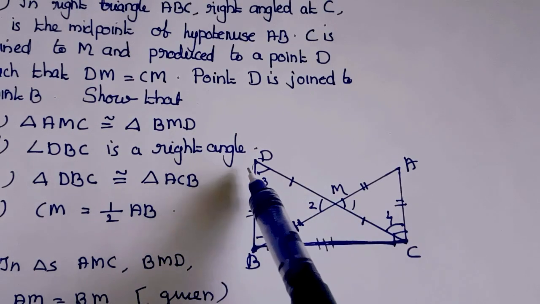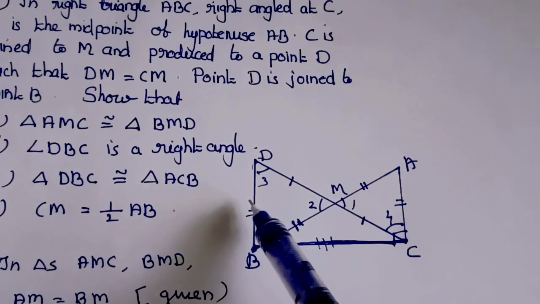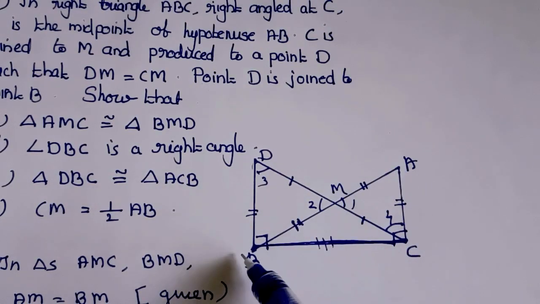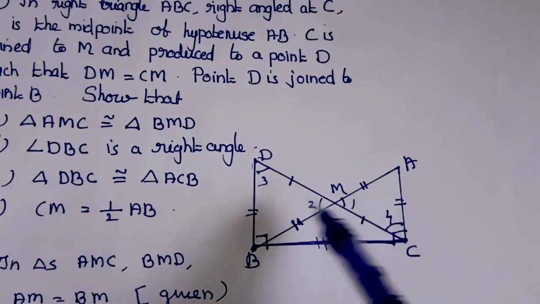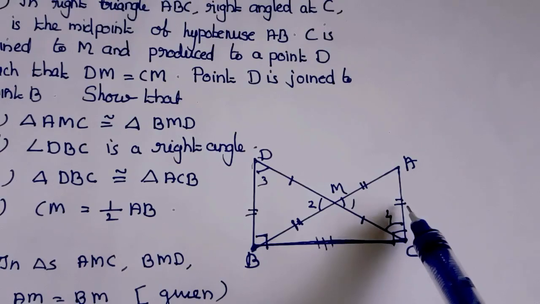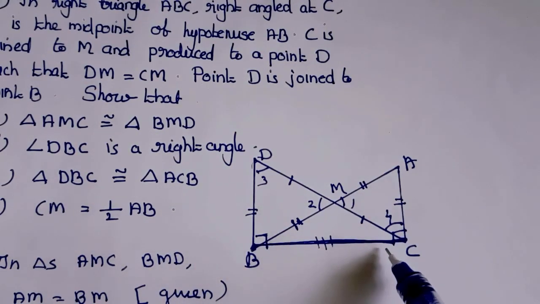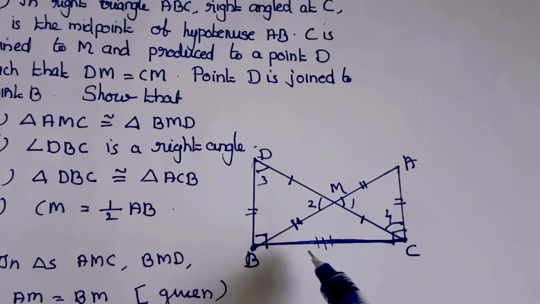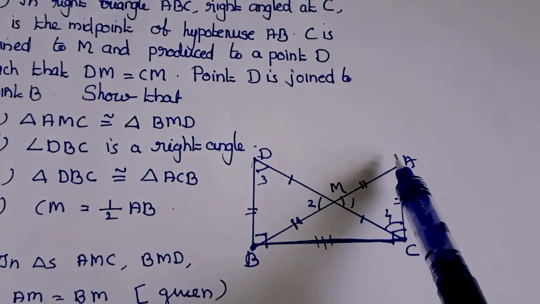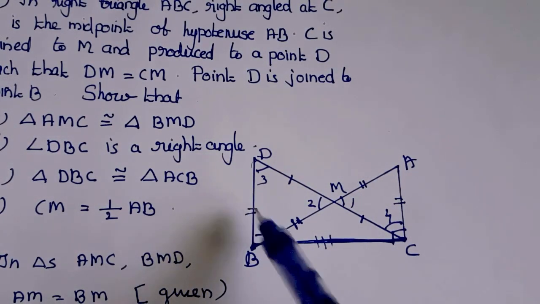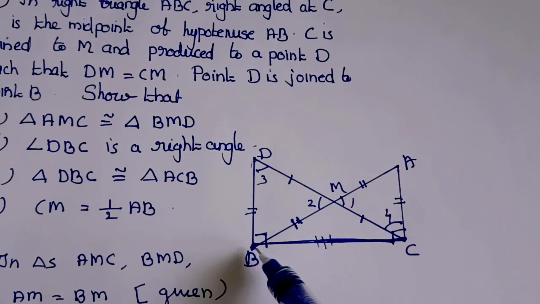Now we have to prove that triangle DBC is congruent to triangle ACB. For that, in triangles DBC and ACB, BD equal to AC, reason from 1. That is, we proved that these two triangles are congruent and BD and CA are corresponding parts. And angle DBC equal to angle ACB, reason both 90 degrees, it's also proved. BC equal to BC, reason common. Hence, we get triangle DBC congruent to triangle ACB by SAS congruence. Hence, we get CD equal to AB, CPCT.